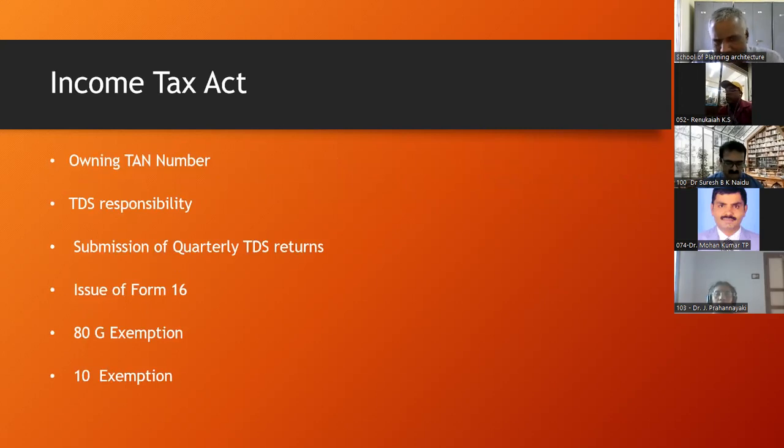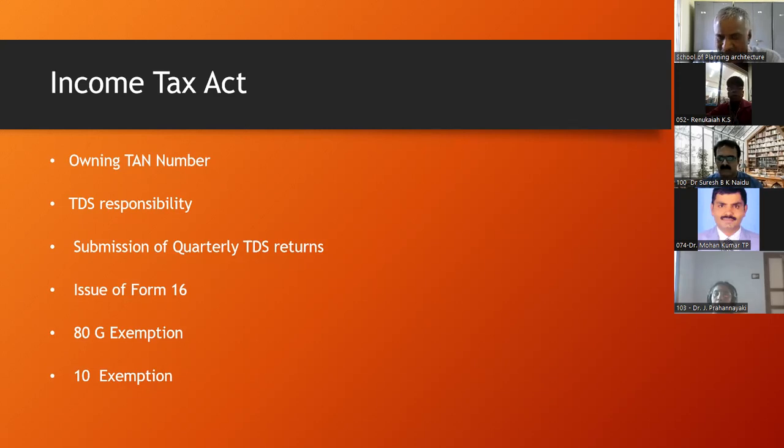We come to income tax also a little bit, because administration of a college or university involves provisions of the Income Tax Act. Every college and university should own a TAN number. TAN means tax deduction account number. If you want to deduct tax from the employee's salary, or from any payment to the contractors, we need to have the TAN number because TDS is our responsibility, tax deduction at source. We have to submit the quarterly TDS returns, issue Form number 16 to the employees who get the salary, issue the 80G exemption to the donors who give money to the college or university, and you should also get the section 10 exemption.